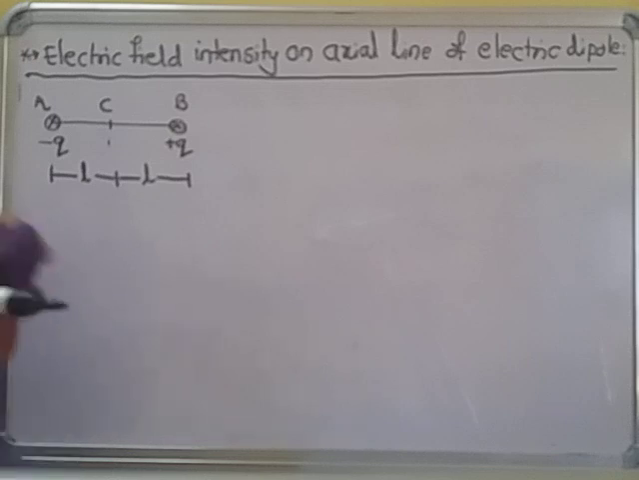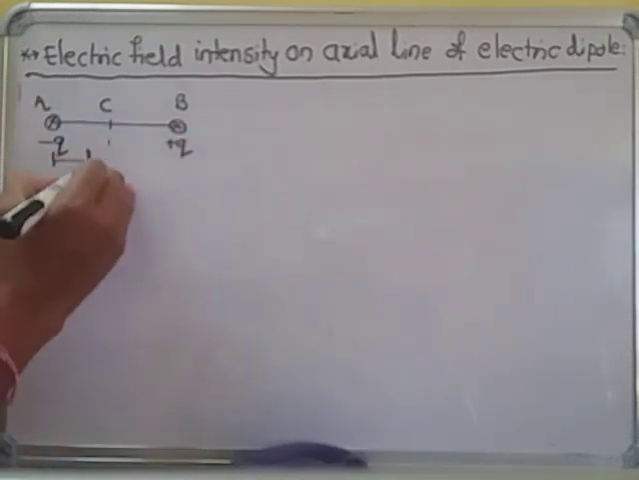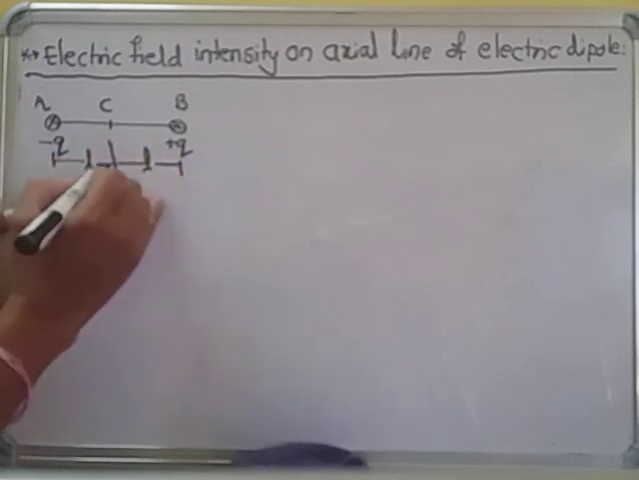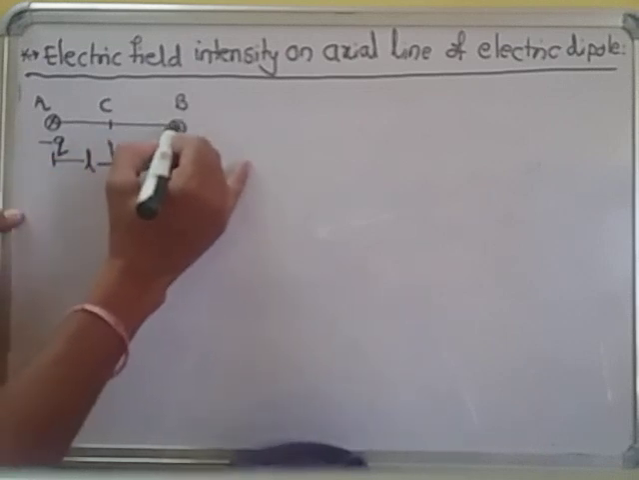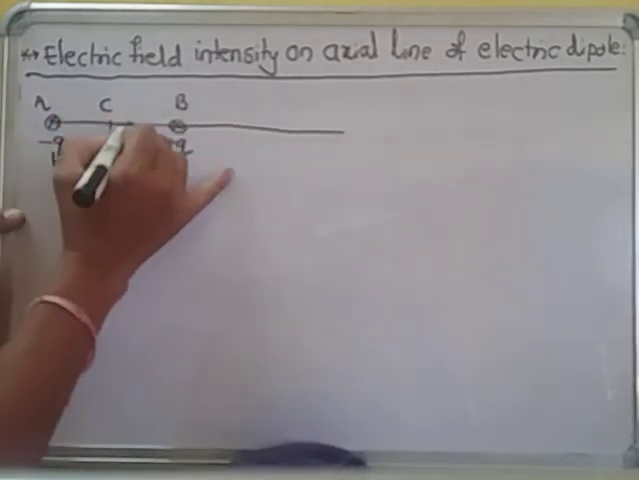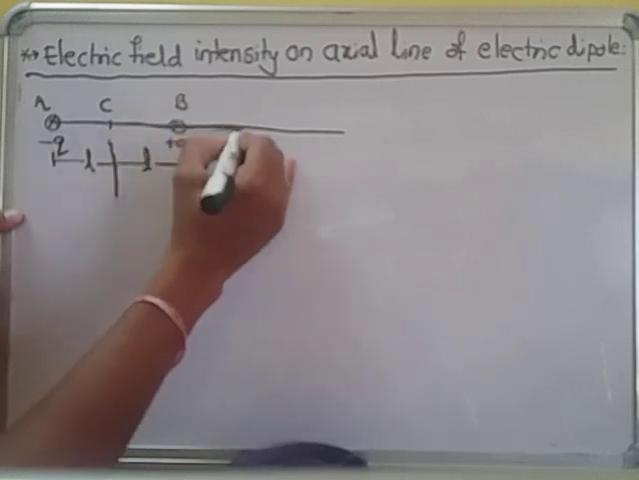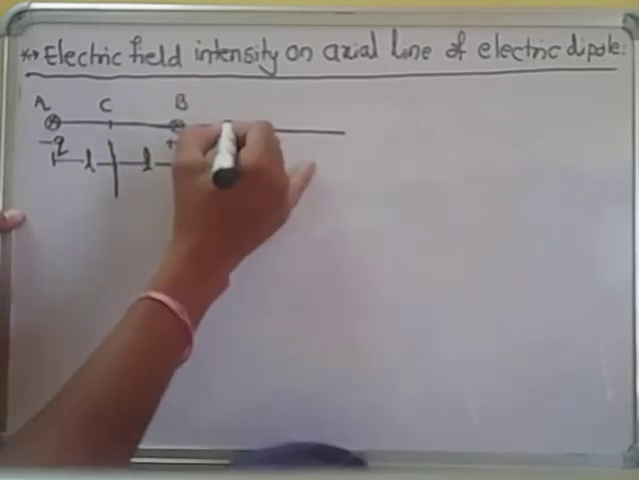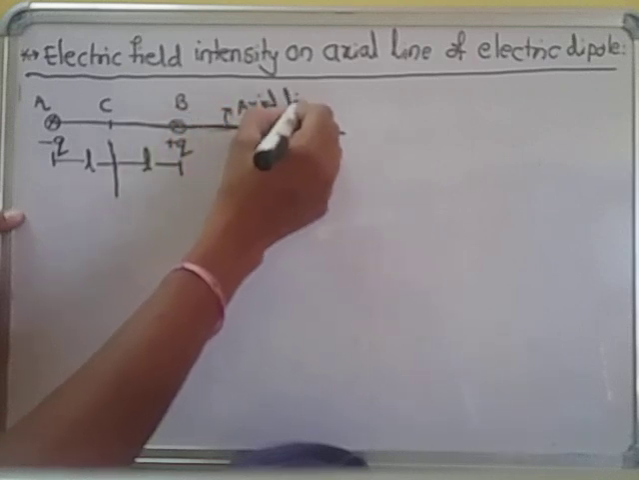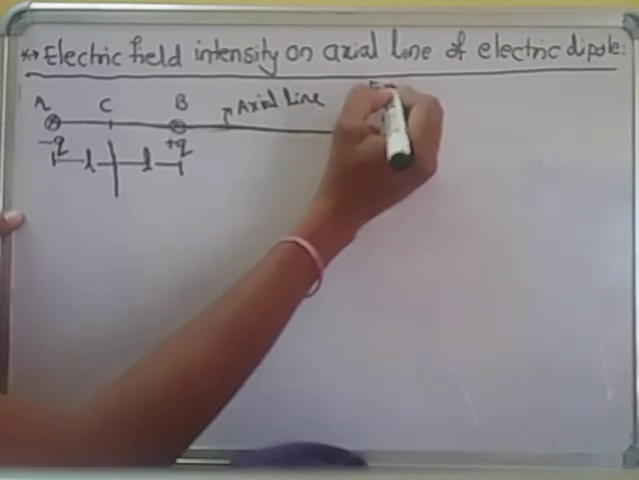What is the axial line? Axial line is the line passing through the two charges. The line that is passing through the two charges is called the axial line. This is the axial line, and on the axial line at point P we want to find out the electric field.